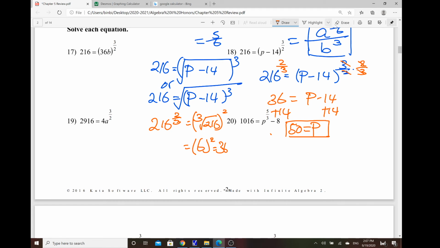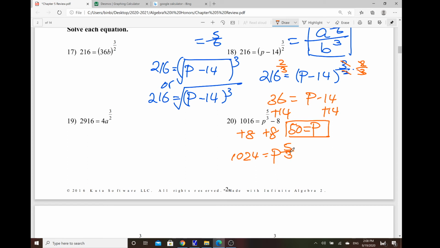So now let's do another problem. Number 20. Okay, so let me just erase this a little bit. Again, you can always deal with this one either with the radical form or the exponential form. But I do recommend you do that with the exponential form. It's easier to find the exponent that you need to multiply the reciprocal for. So now, 1016 equals p to the power of 5 thirds minus 8. So the first thing that you want to do is add 8 on both sides. So we do have 1024 equals p to the power of 5 thirds.